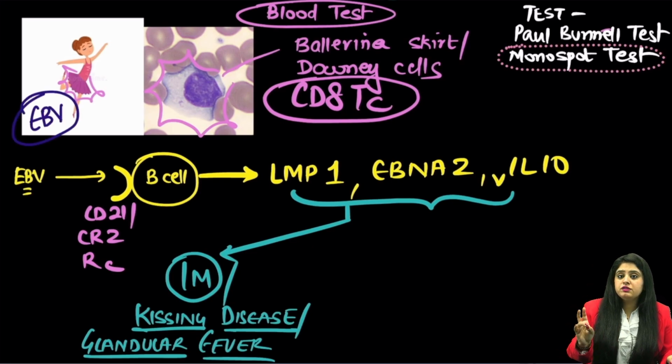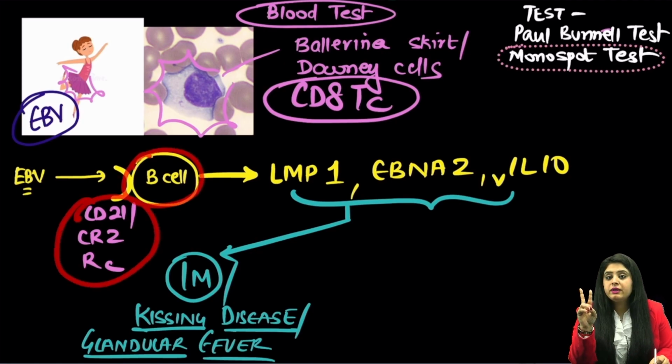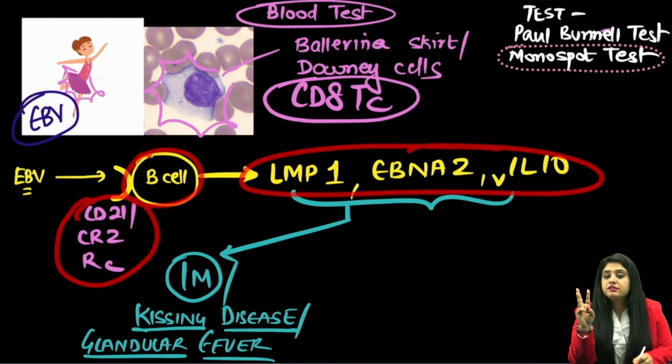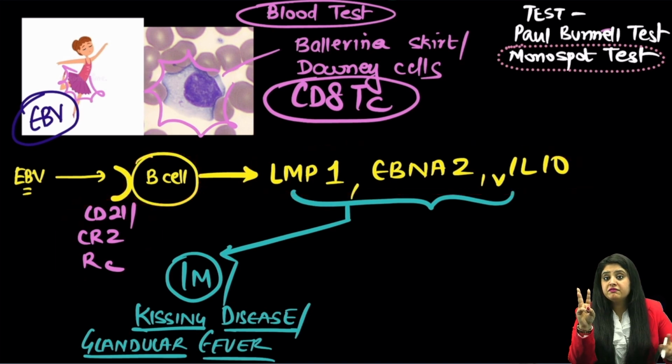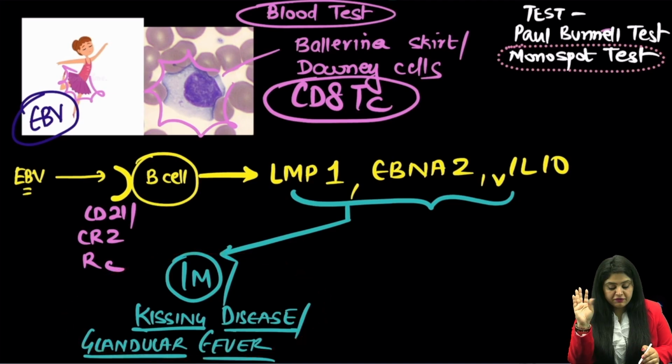Infectious mononucleosis, Downey cells. Let's start from the beginning. First, it infects B cells. Question number 2, via CD21, CR2. Question number 3, it releases LMP1, EBNA2, interleukin 10. The disease is infectious mononucleosis or kissing disease or glandular fever. Cells that you see on a blood test are ballerina skirt appearance or Downey cells, which are CD8. The tests are Paul Bunnell or monospot test.